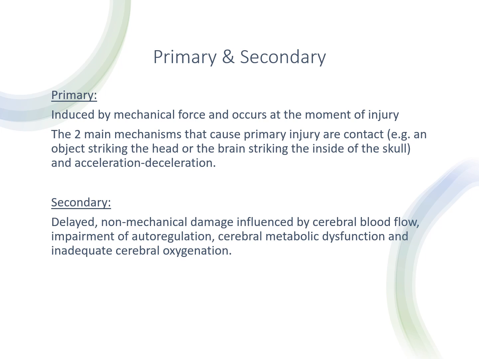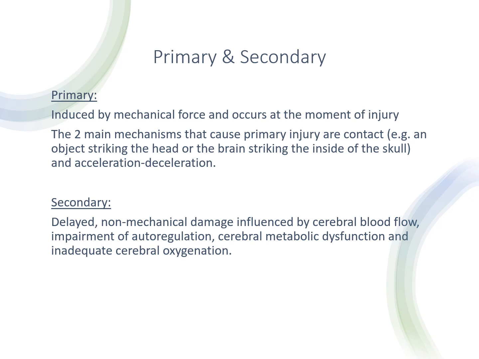So there are two types of brain injury in TBI: primary and secondary. The primary brain injury we can do nothing about. This is induced by the mechanical force that occurs at the moment of injury. There are two main mechanisms that cause the primary injury. The first is impact, so your head hitting the windscreen, or the brain striking the inside of the skull as it moves forwards. And then there's also an acceleration-deceleration injury where the neurons are sheared off by the forces involved.